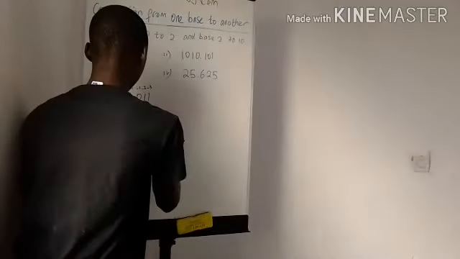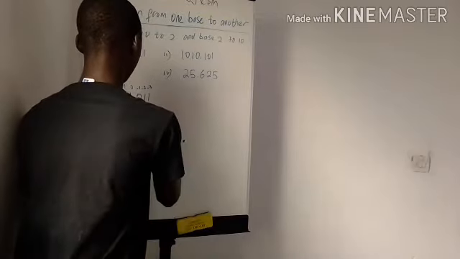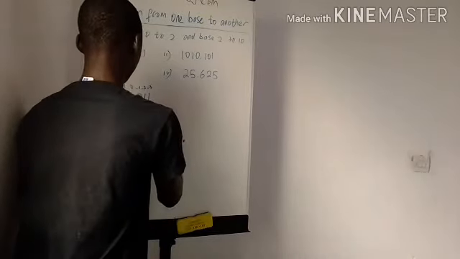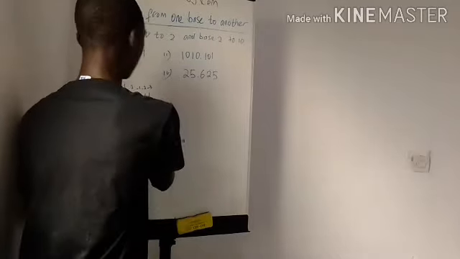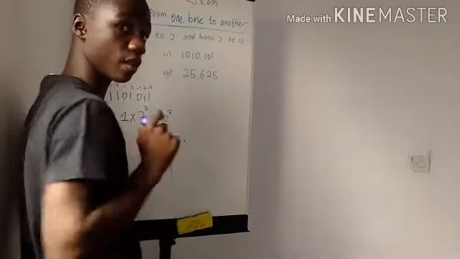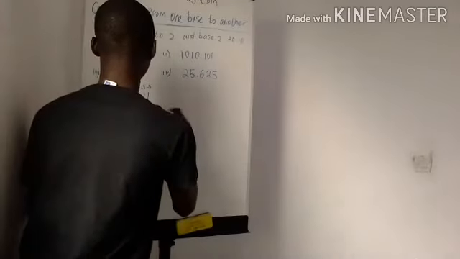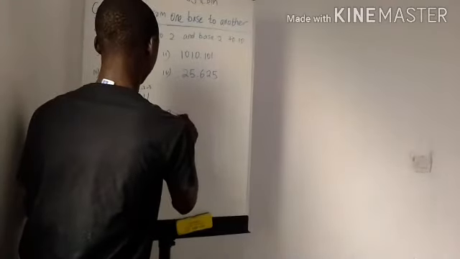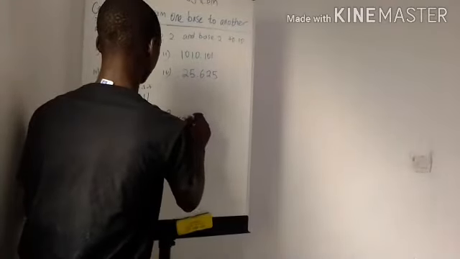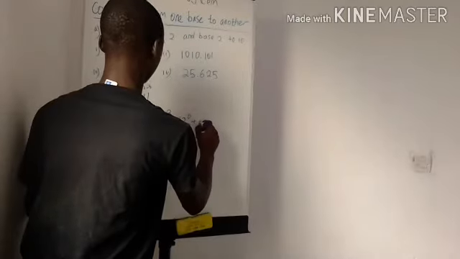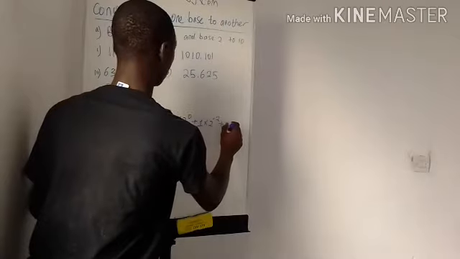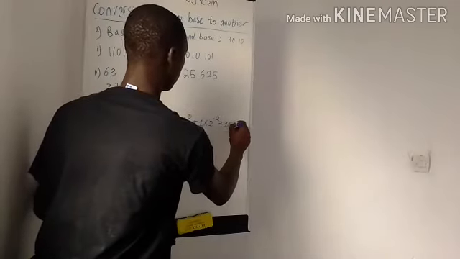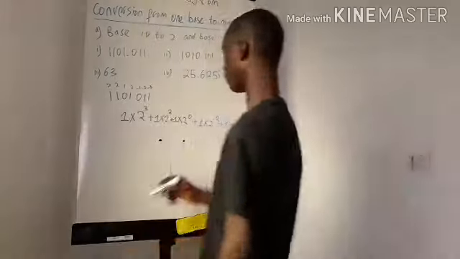So when converting this to base 10, we have 1 times the base, which is base 2, to the power of 3, plus 1 times 2 to the power of 2. Now, we're not going to write the zero term because everything multiplied by 0 is 0. So here we have plus 1 times 2 to the power 0, plus 1 times 2 to the power negative 2, plus 1 times 2 to the power negative 3.